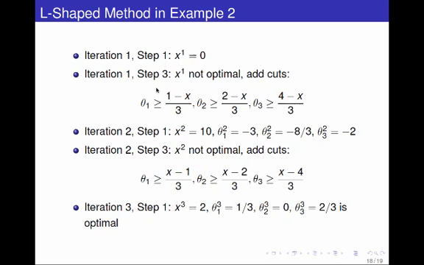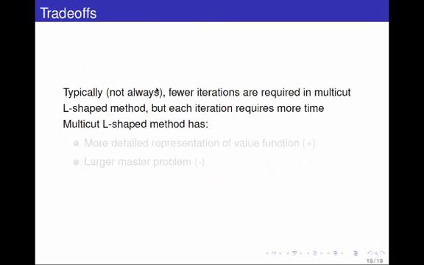How many segments do we have at this point of the value function? By the beginning of iteration 3, how many segments do we have? Six. Yeah, six segments. So much richer information.